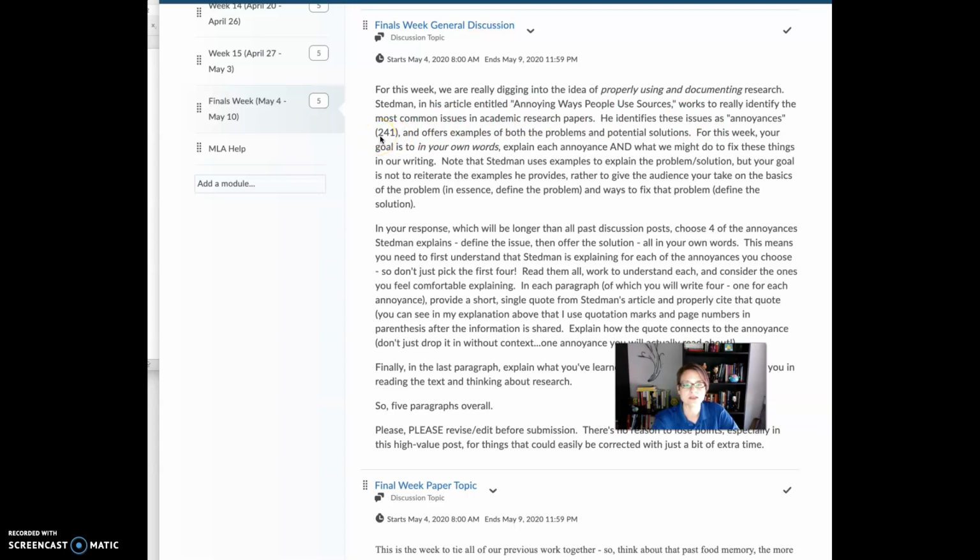You'll see that the parentheses surround the page number. There's no P period for page. There's no PP for pages. There's nothing else aside from just the page number. Okay, since I'm just talking about Stedman, I don't need to include his name in the parentheses, but in research where you're using a lot of different people and writing about those different resources, you want to be a little bit more specific, but we're just working on a smaller scale this week, okay?